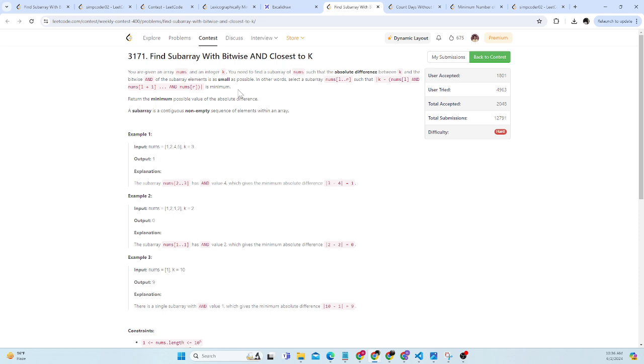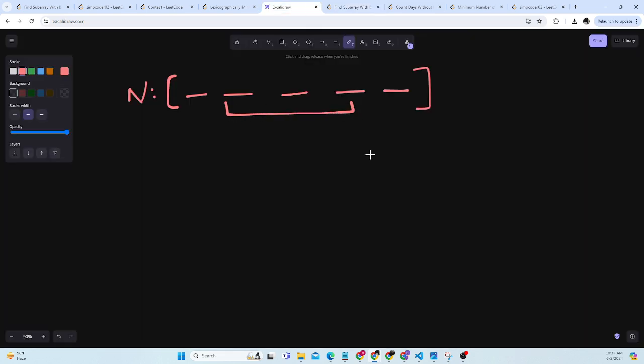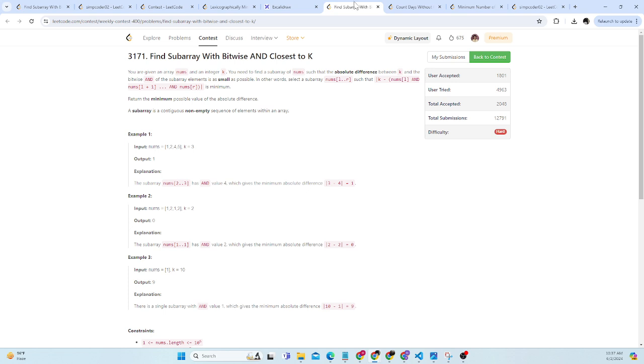Okay, so I'll explain the problem. What does the problem state? You are given an array nums with certain elements. What you need to do is select a particular subarray, take the bitwise AND of that subarray, and take its absolute difference with k, and we have to try to minimize it. Okay, let's see this particular example.